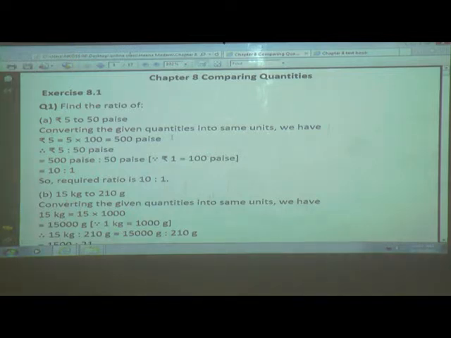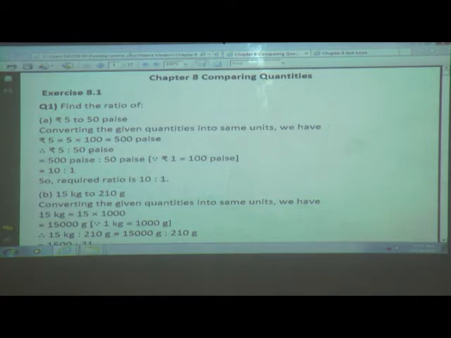Converting the given quantity, rupees, into the same unit, paise. You know 1 rupee is equal to 100 paise, so rupees 5 is equal to 5 into 100, so it will be 500 paise. Now this 500 paise and 50 paise both have the same unit, so now you can find the ratio between these two quantities.